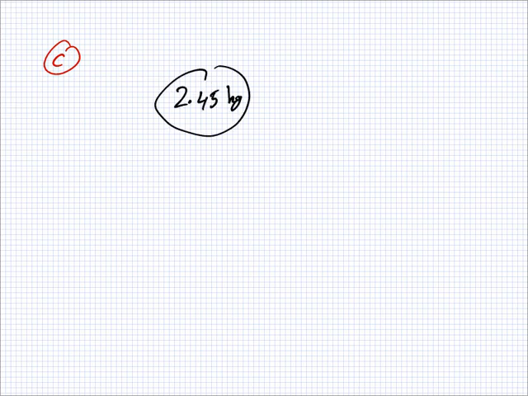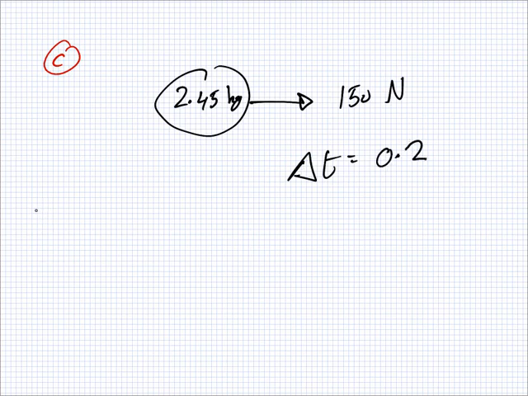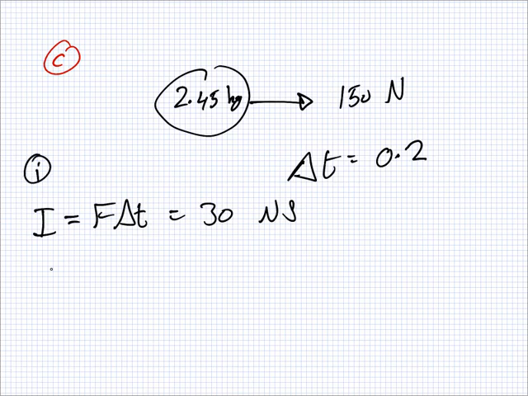So part C, we've got a 2.45 kilogram mass, and there's a force here of 150 newtons, but the force is only for 0.2 of a second. What is the impulse? Okay, what's the formula for impulse? F delta T. Is that 30 newton seconds? Yeah, okay. And then part 2, is it 30 kJ? Yes. What's the velocity? Divide 5.